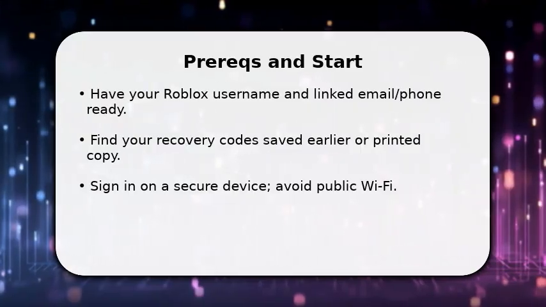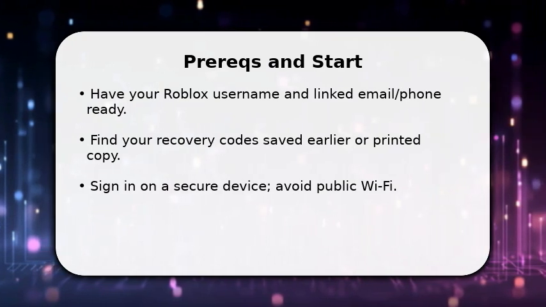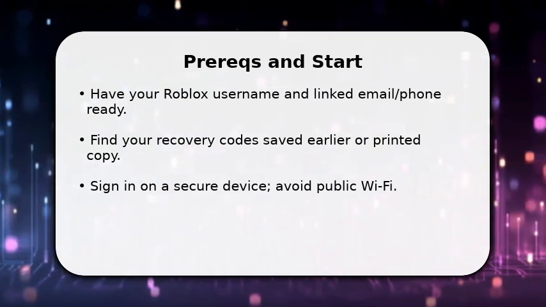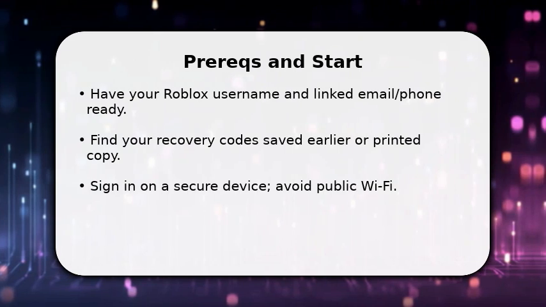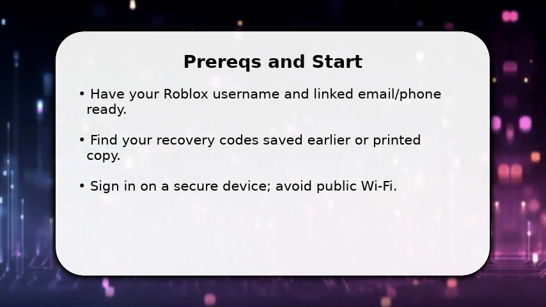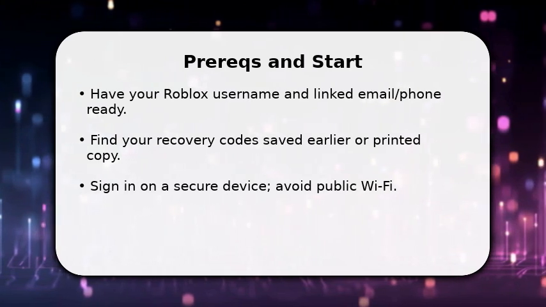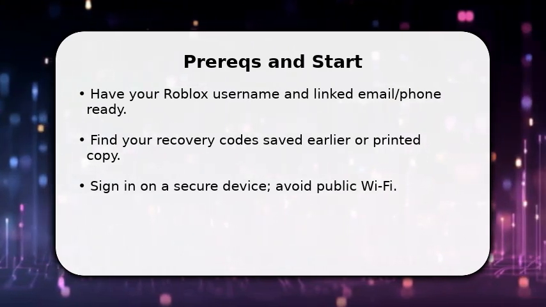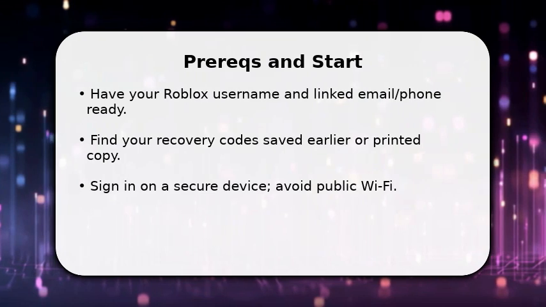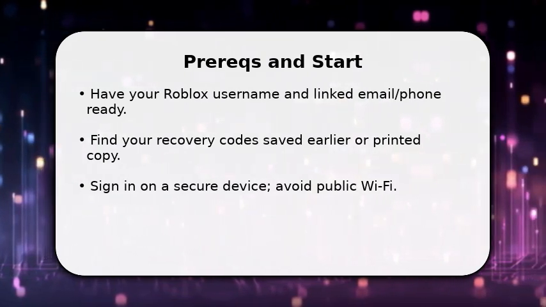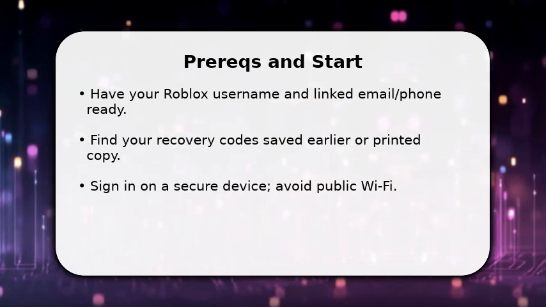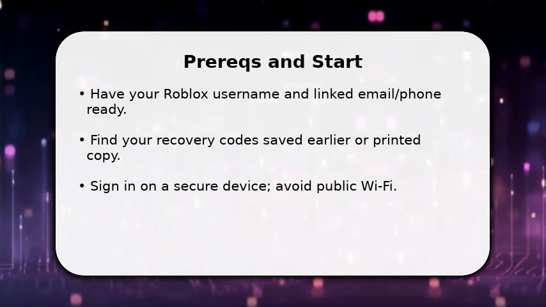You begin by confirming prerequisites, your Roblox username and access to the linked email or phone. Once ready, sign in on a trusted device and open account settings. If you have a saved list of recovery codes, locate that file or paper now. Make sure two-factor authentication is visible in your Security tab. This is where recovery codes are used.